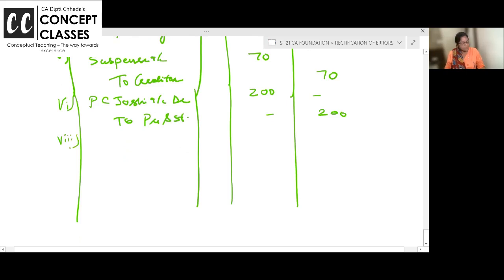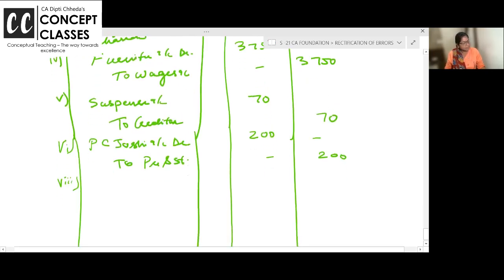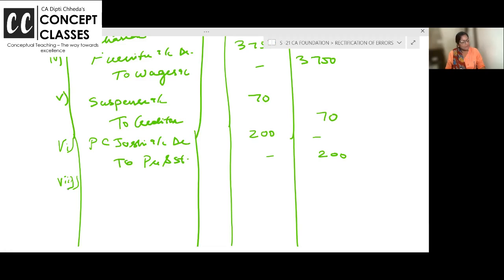Next. Seventh. 10,000 paid for motorcycle. Okay, quite many entries are repeated. What happened? Okay, some are the same, some are different. Never mind, we repeated them.